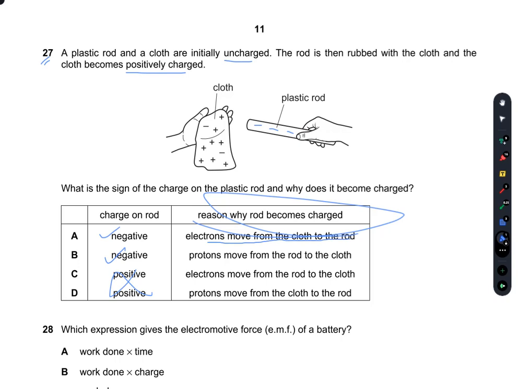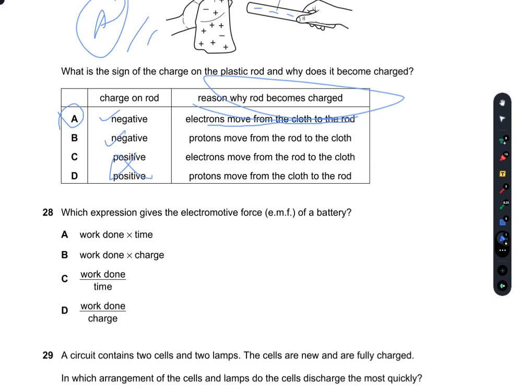Now the old concepts of the conventional current have been completely disagreed with by the scientists. They say that only the electrons can move. So the appearance of charge is mainly because electrons move from the cloth to the rod. That's the reason why the rod gets a negative charge. That makes sense. A is the right option.